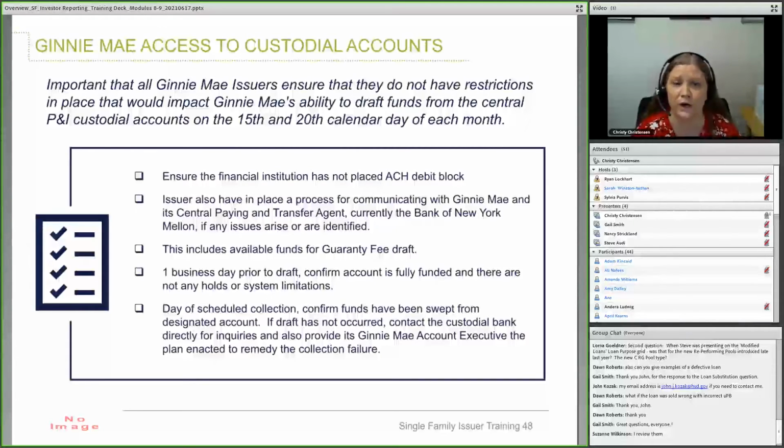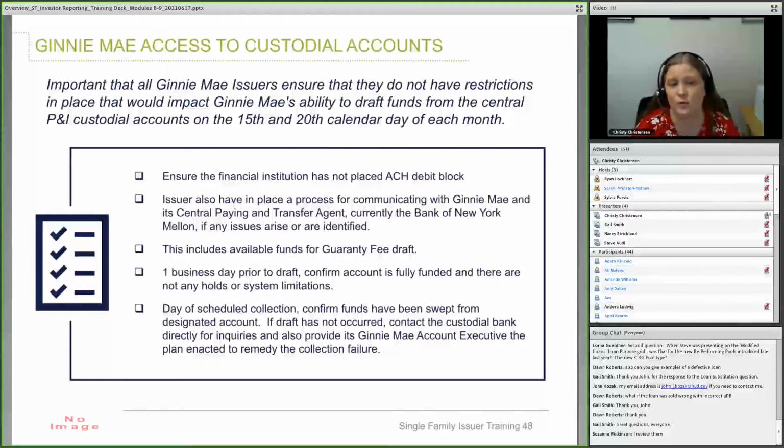Another best practice is 1 business day prior to the draft, confirm that the account is fully funded and there are not any holds or system limits. On the day of the scheduled draft, confirm funds have been swept from your designated account. If the draft has not occurred, contact your custodial bank directly. Also provide your Ginnie Mae account executive the plan to remedy the draft failure.